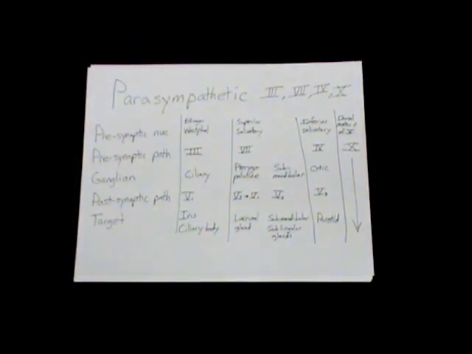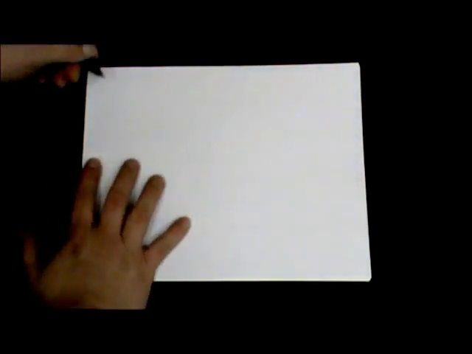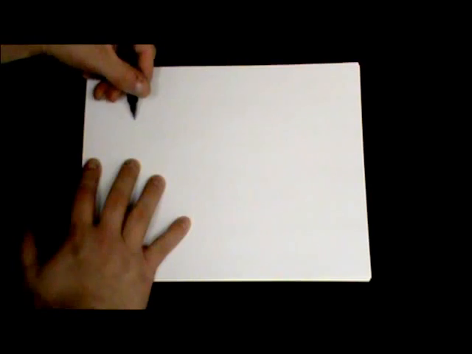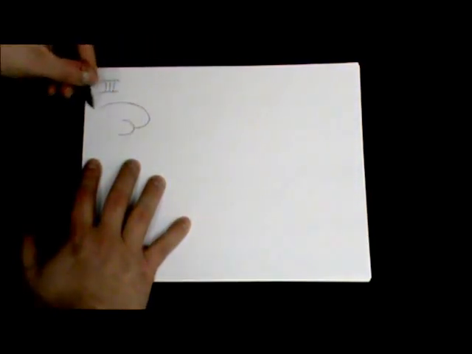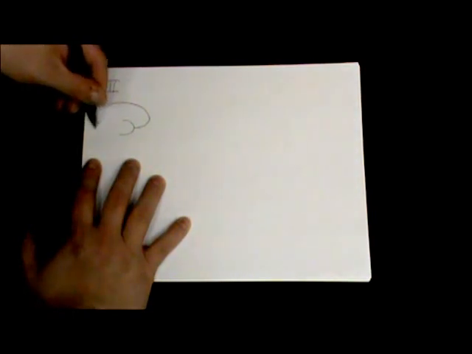So let's take a little more sophisticated look at the parasympathetics of the head by starting with the ciliary ganglion receiving presynaptic parasympathetics from cranial nerve 3, the oculomotor. So cranial nerve 3 starts out in the midbrain portion of the central nervous system.